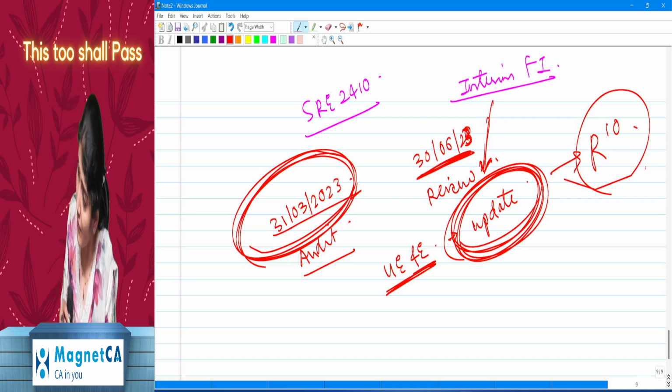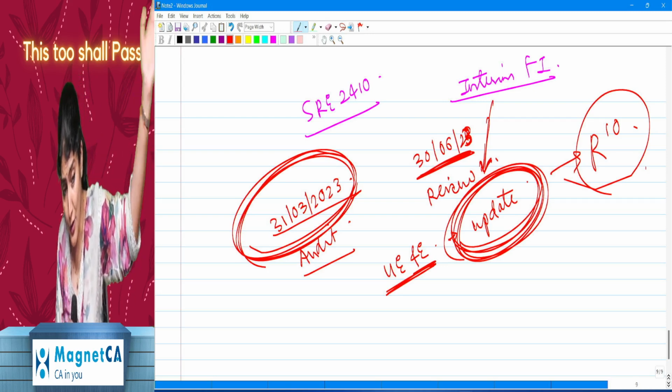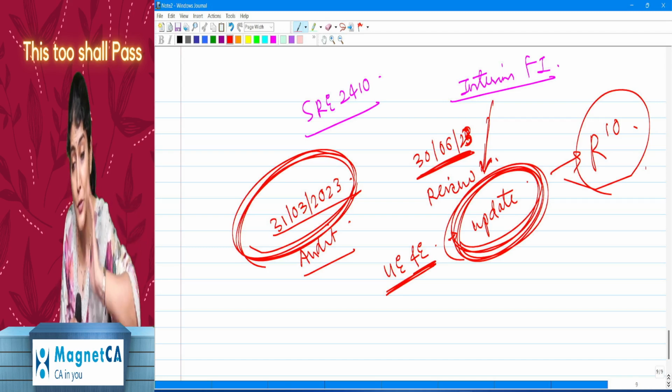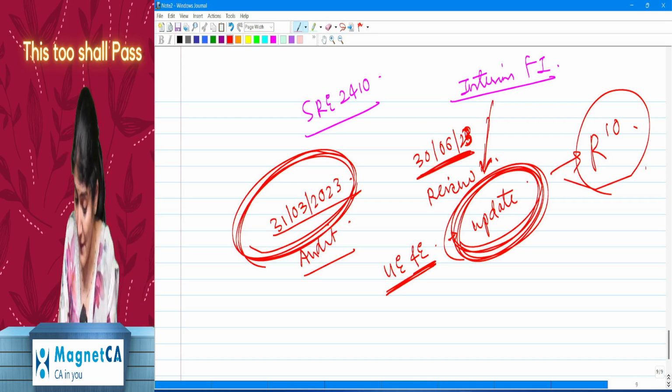Because when you did the audit, you've already understood. Now you're coming for the review. So can you use that understanding of yours? Yes, but you only need to update. You understand the variety of questions that are being asked over here?